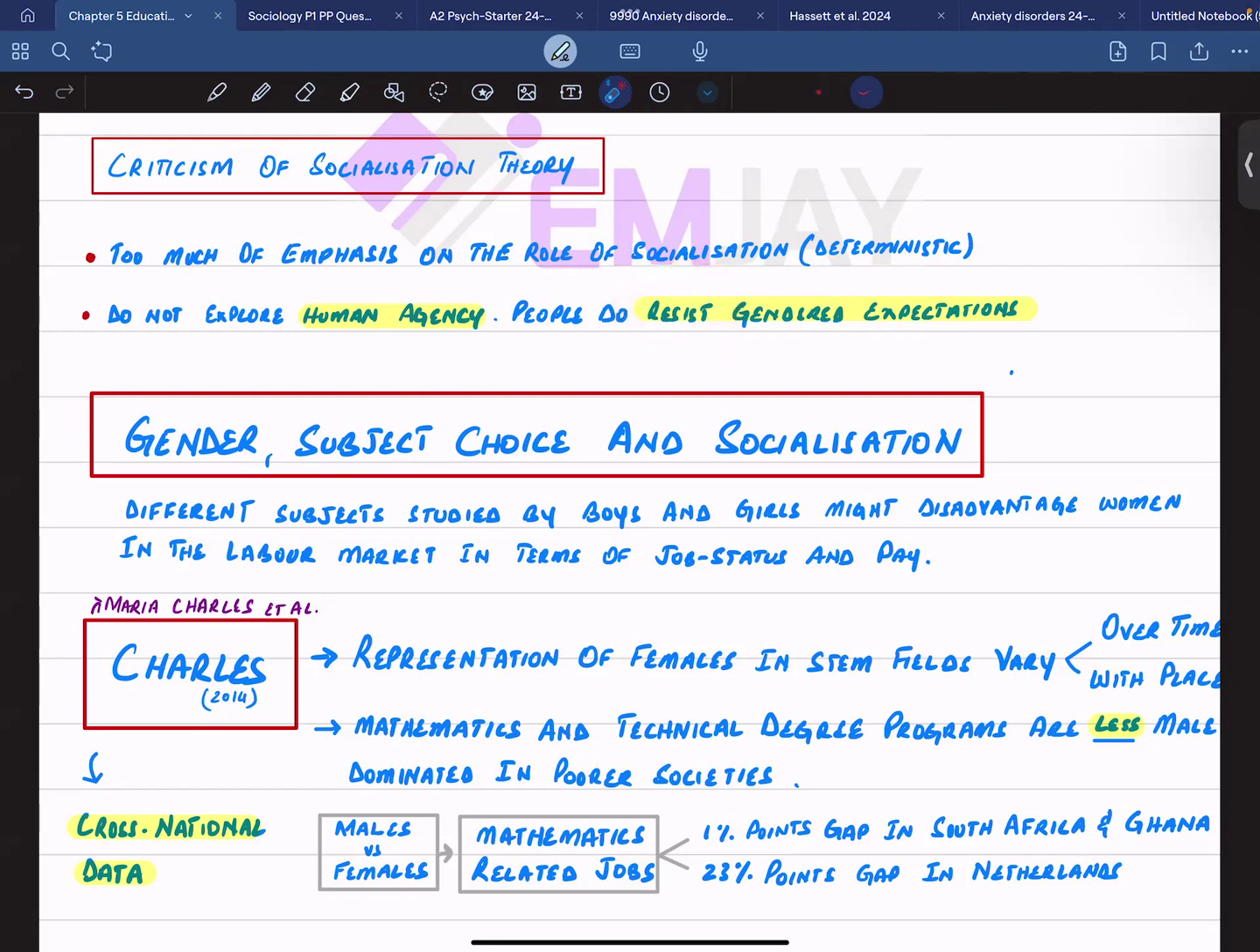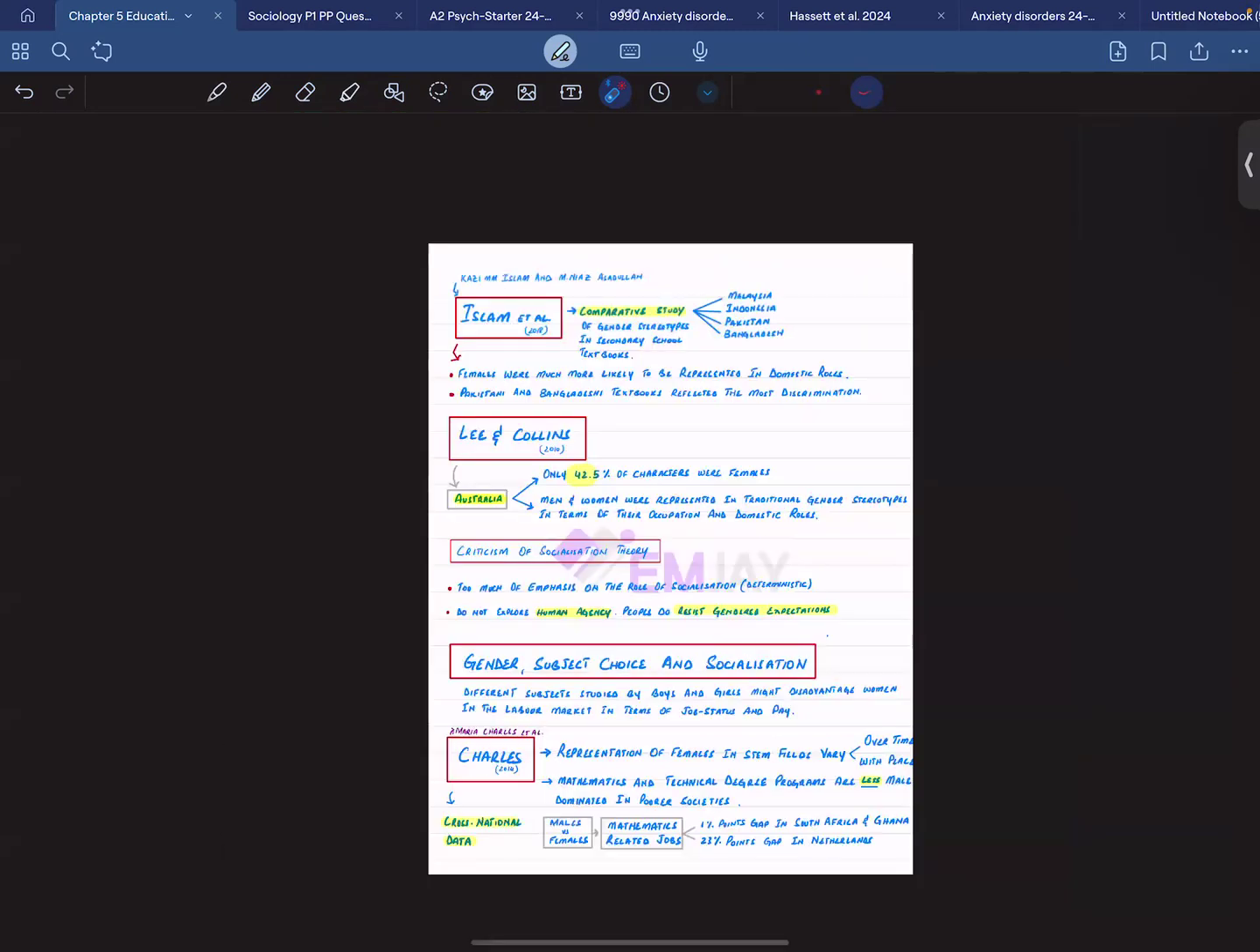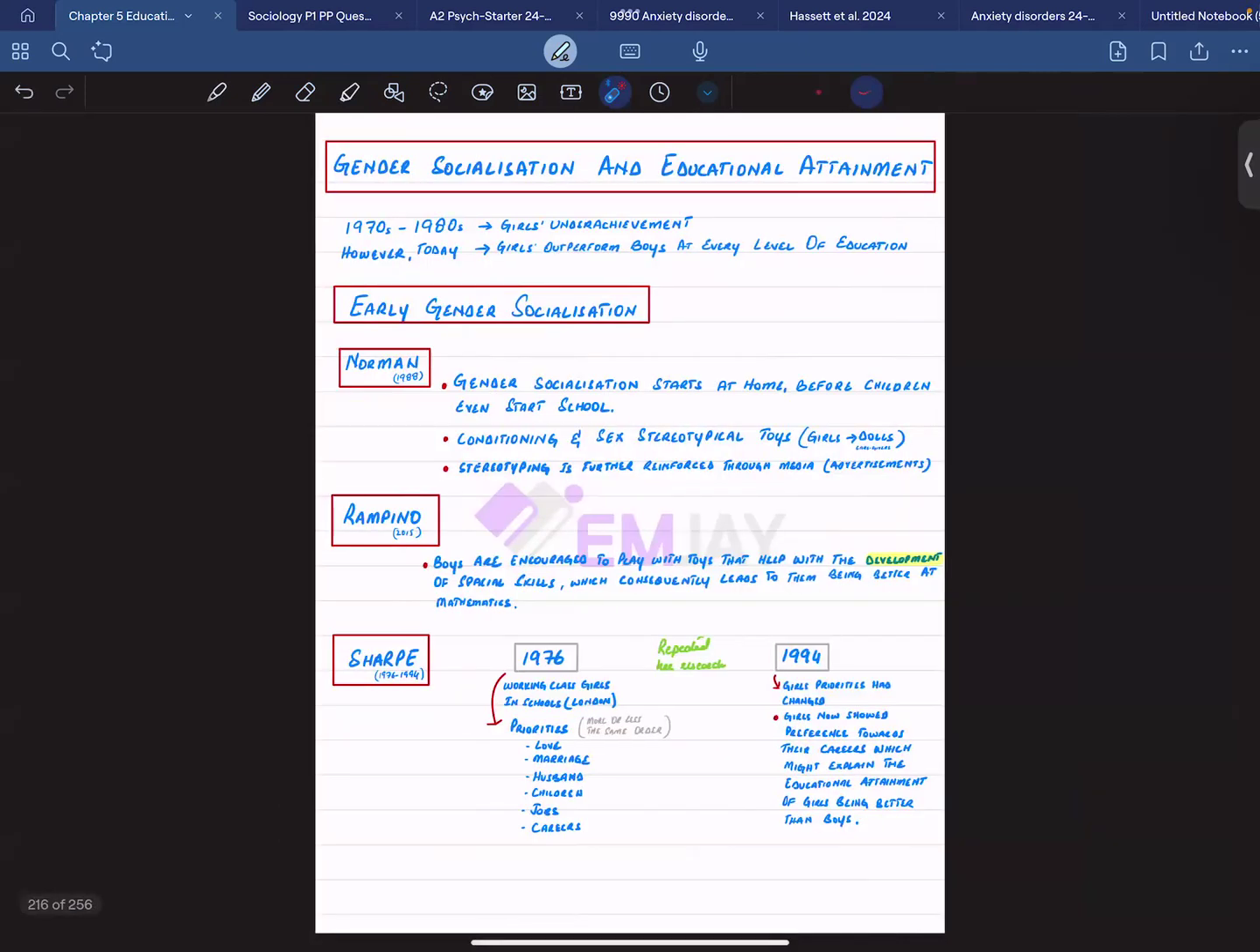Now, different arenas that we've tapped into, we initially spoke about the role your primary socialization could play in terms of your education attainment. We had initially spoken about the study that was conducted by Fiona Norman, followed by the study that was conducted by Tina Rampino, followed by the study that was conducted by Sue Sharp early in 1976 and later in 1994. Moving on, we had spoken about a couple of more references over here too.